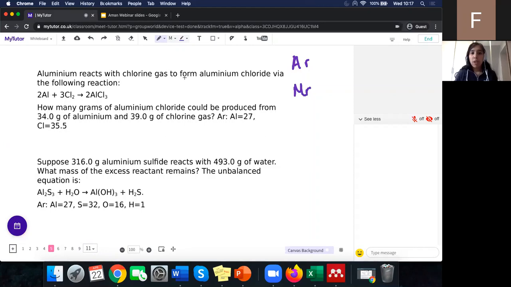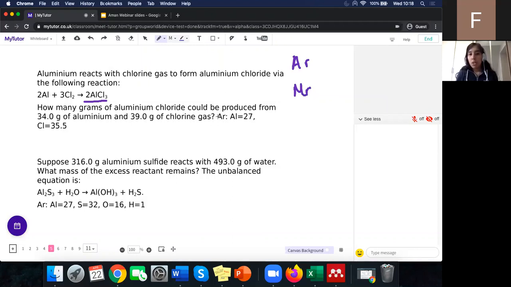Okay, so aluminium reacts with chlorine gas to form aluminium chloride by the following reaction. How many grams of aluminium chloride could be produced from 34 grams of aluminium and 39 grams of chlorine gas? So in this question, we do want to know about the aluminium chloride because they've added another step to the question. First of all, we need to work out which is the limiting reactant. And then we need to work out what's the maximum mass of aluminium chloride that can be formed given the limiting reactant. So again, we'll go through it slowly.